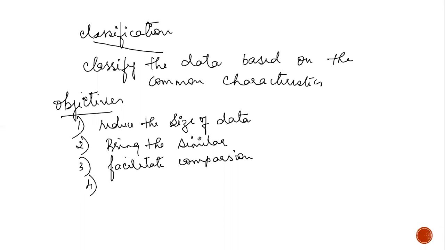Fourth one. It gives importance to the significant features of the data. It gives importance to the significant features of the data. Okay. That means all the unnecessary data, if there is any, we can eliminate. When you classify the data, all the related data will be together, and the ones which are unrelated or unnecessary, which are not required, can be easily removed, and only the important or significant data will be given importance.